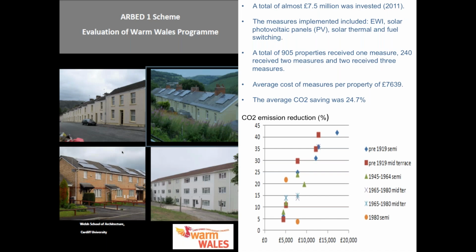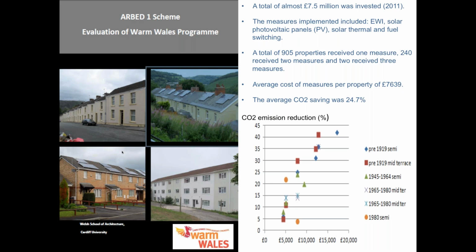Another scheme which followed on from that, around 2011, was the first RBED scheme in Wales. RBED is a government-funded scheme to retrofit existing housing, and this scheme was about 7.5 million. Measures were similar: wall insulation, EWI in particular, external wall insulation. These measures also included PV panels and also some fuel switching.